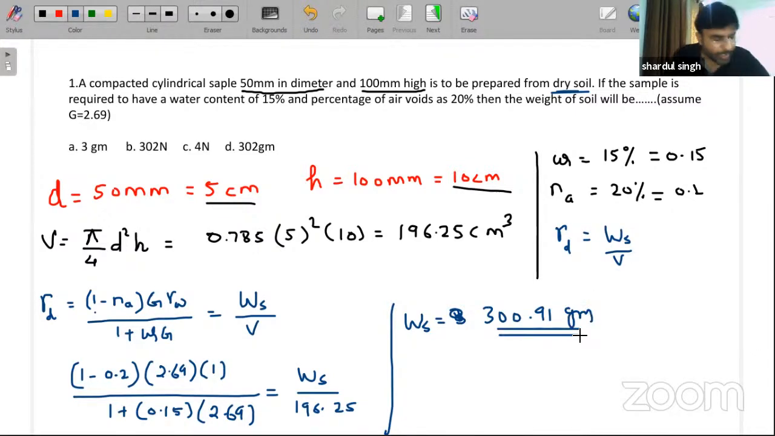This is the value which you are getting in grams. So the nearest option, since you are getting here the weight of the solids, but in the question it has been asked to calculate the weight of the soil. So see, what actually is the weight of the soil?